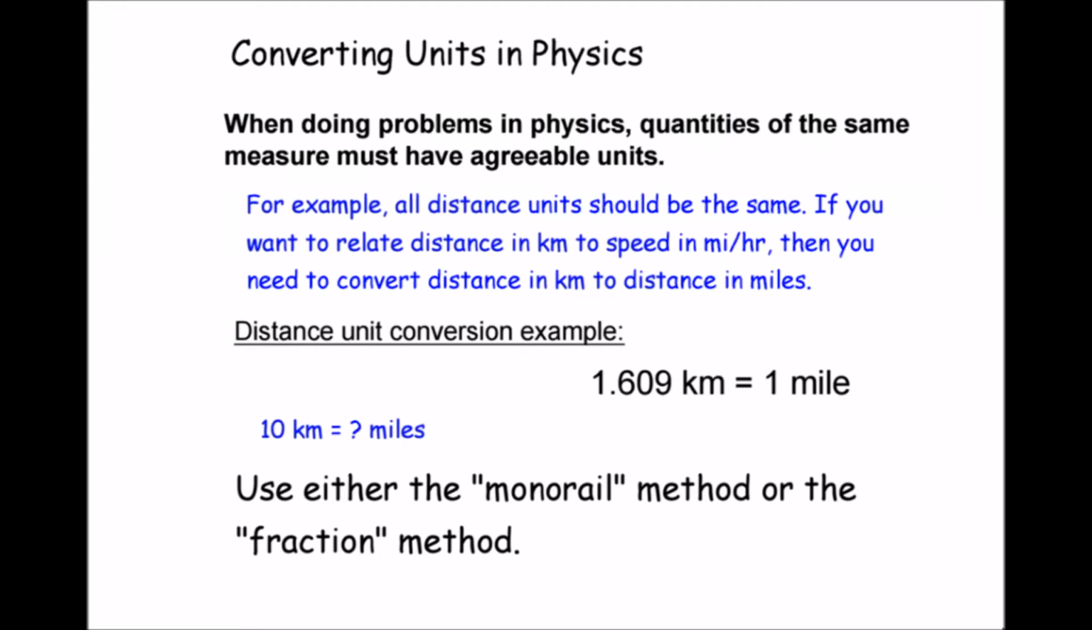All of the relationships that we use in physics to analyze how one variable changes when the other variables change, all those relationships work as long as the units are agreeable. That means that units will cancel out in the equations. But oftentimes you will have units that are given to you that will not agree with each other, and when that's the case, you have to convert the units before you do the problem.